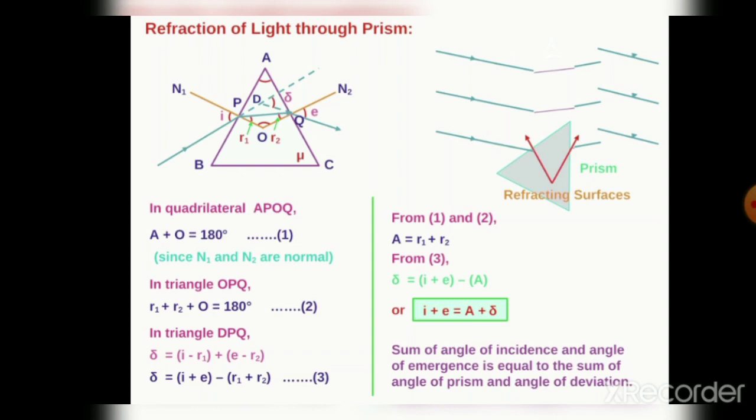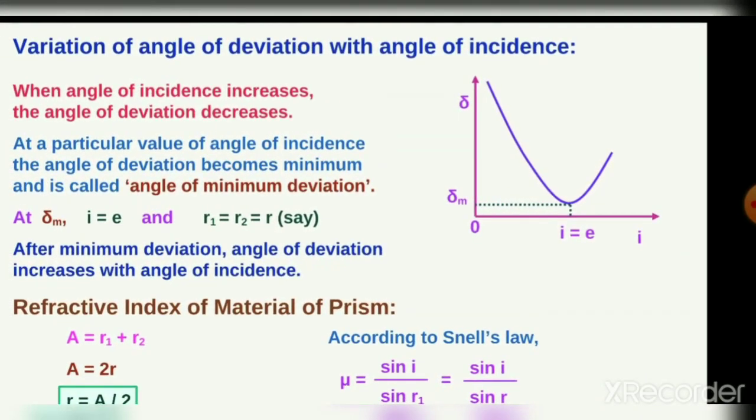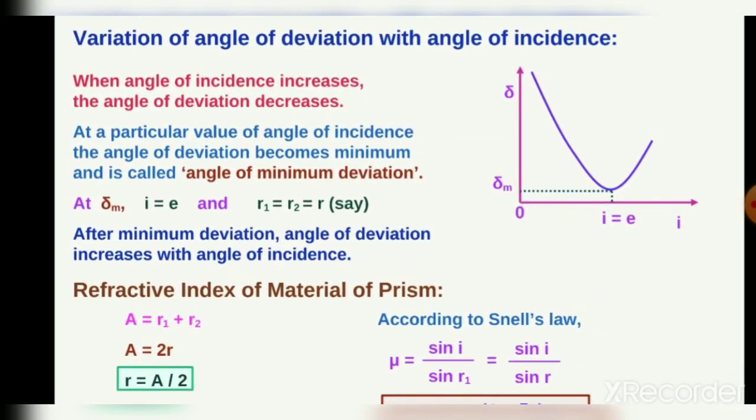Now, it is clear from the equation that the angle of deviation depends on the angle of incidence. For the sake of simplicity, if you draw the graph of delta and I, it will show a kind of parabolic curve. Just see in this manner: the angle of deviation with the angle of incidence. When the angle of incidence increases, the angle of deviation decreases.